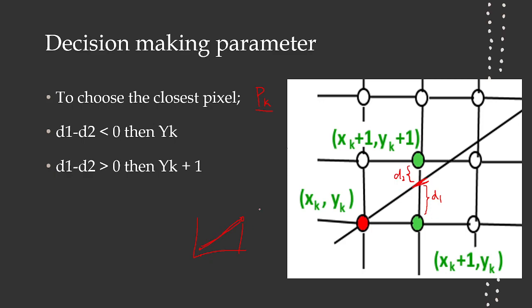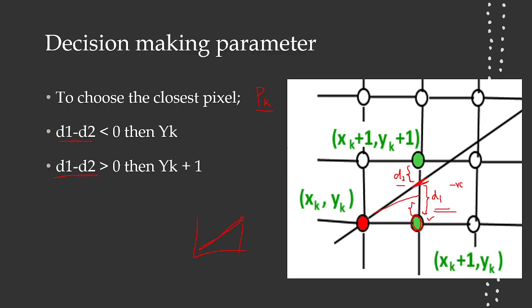Now, how do we do this? We do this by two factors basically, d1 minus d2. So we subtract them, and if the output is less than 0, that is negative, then it's y of k. So this is selected. Why is that so? Because if you get a negative value, d1 is smaller. The line may pass through here, so we eliminate this pixel. And the second factor is d1 minus d2. So this is the representation basically.